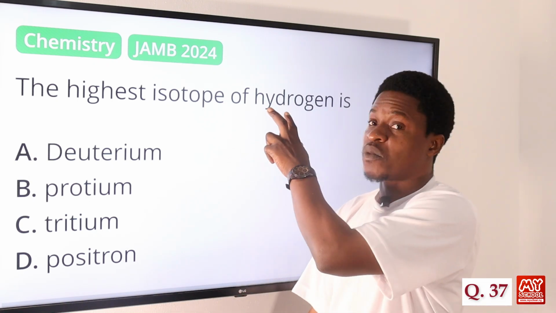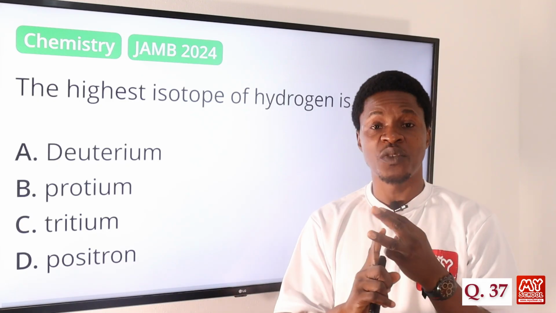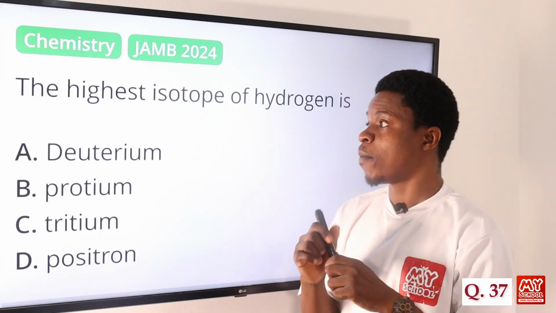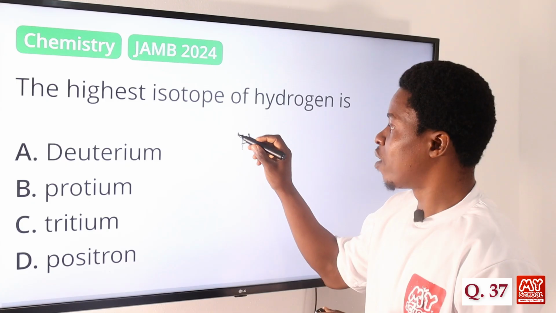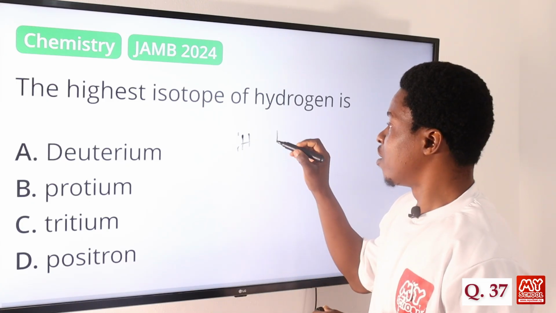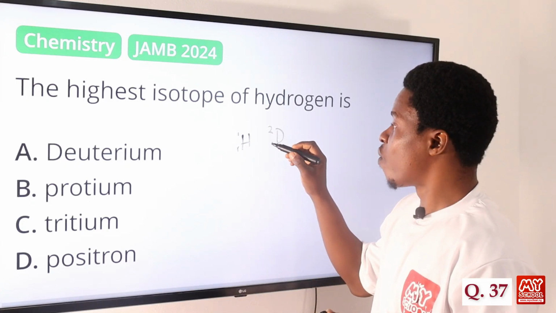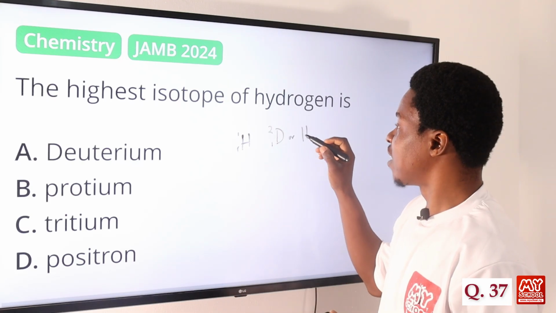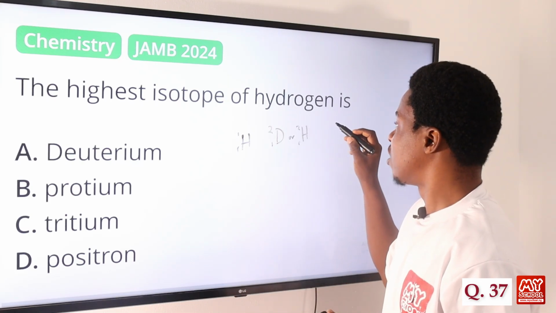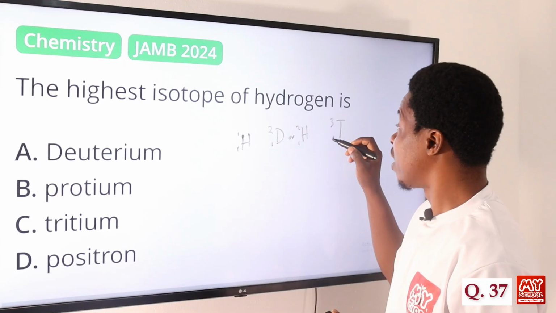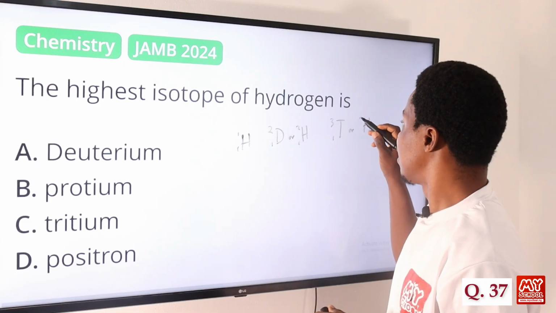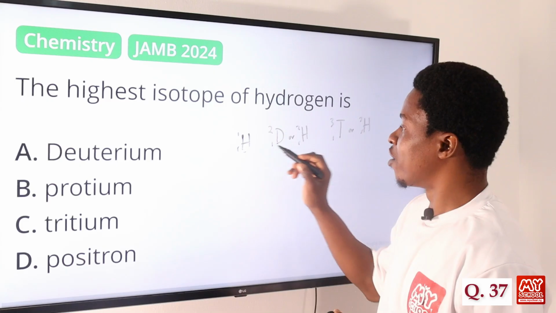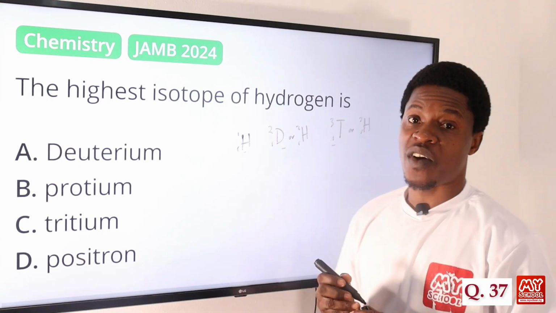In the case of hydrogen, we have about 3 isotopes. The first one is protium, which has H11. Then the second one is deuterium. Deuterium has 2,1, or some will write it as H21. And the third one is tritium. Tritium has 3,1, or some will write it as H31. So these are the isotopes of hydrogen.